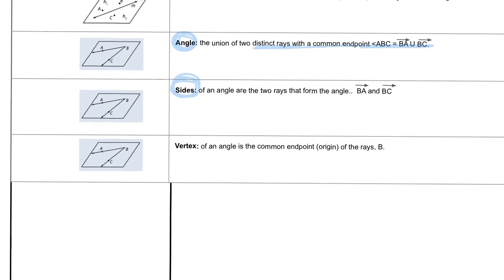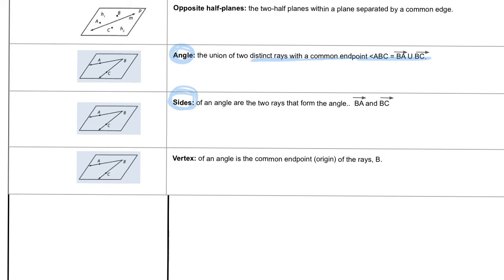Okay? And last but not least, vertex. The vertex of an angle is the common endpoint or origin of the rays. This shouldn't be new to you. Maybe the terminology is new, but I need you to get comfortable with that terminology. Okay, please understand.